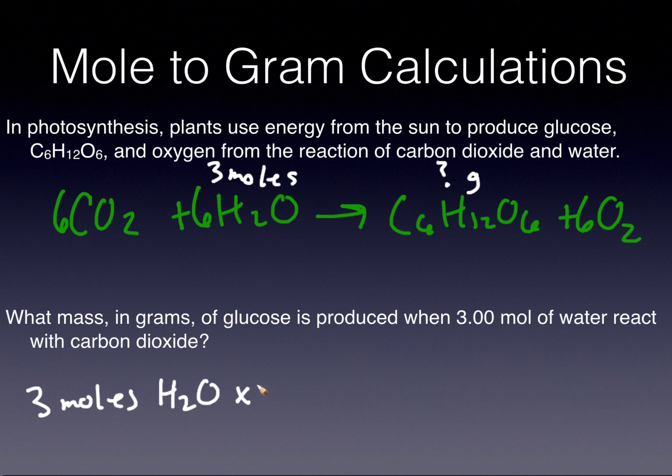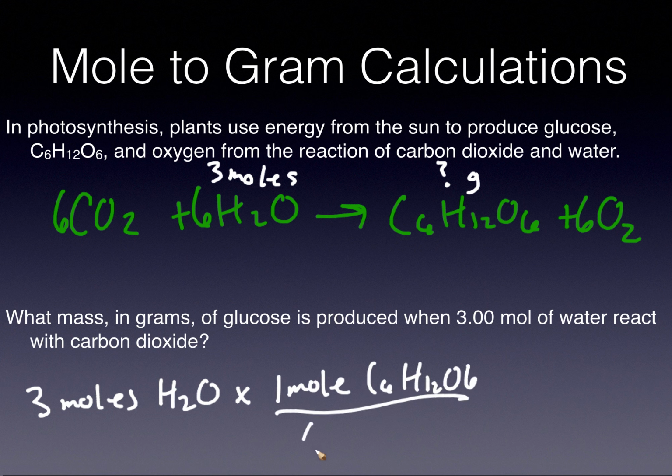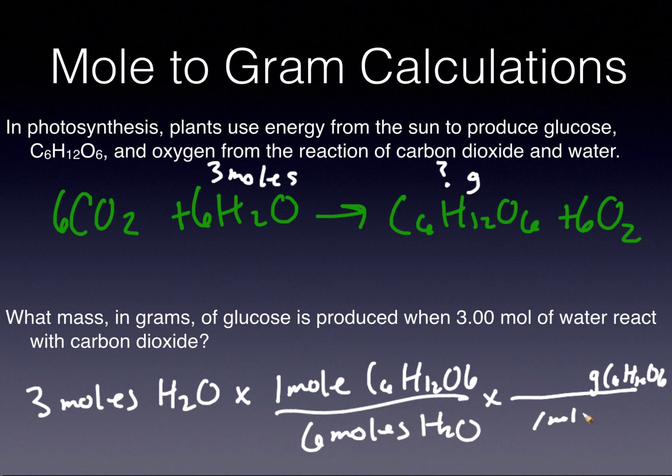We can use our mole ratio, and we want to put the mole ratio that we're trying to find on top. So it's going to be times 1 mole of glucose all over 6 moles H2O. Now they want to know the mass in grams. So how do we figure out the molar mass, or the grams of glucose? Got to figure out its molar mass.